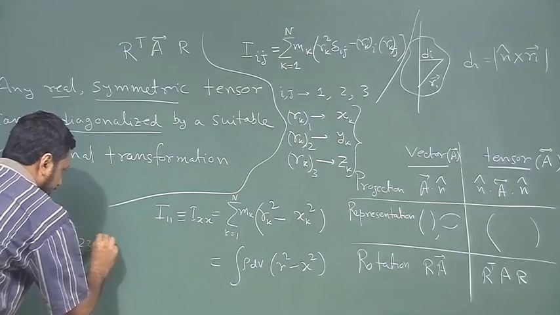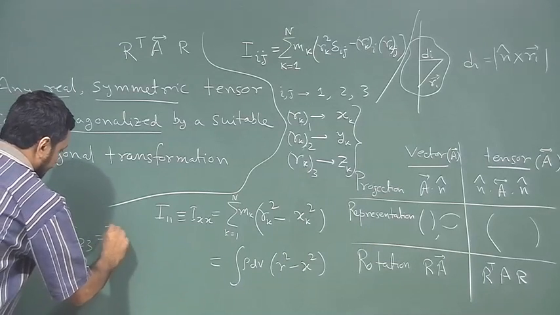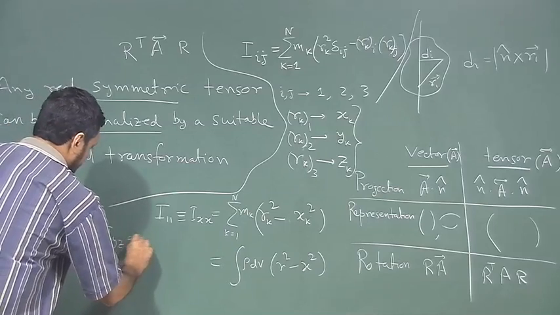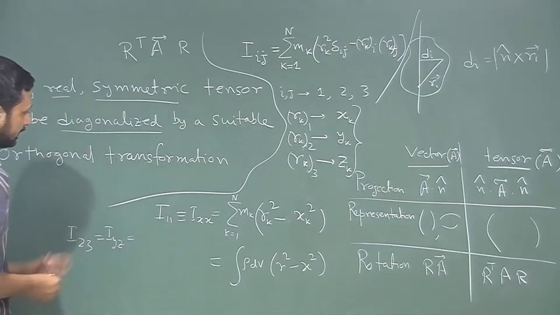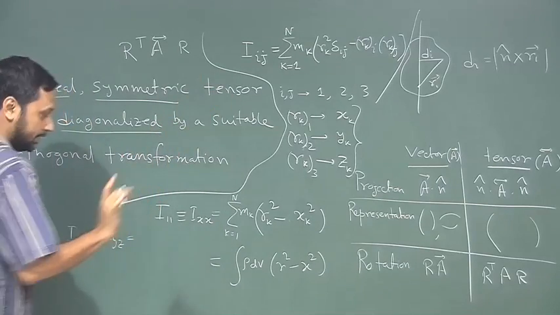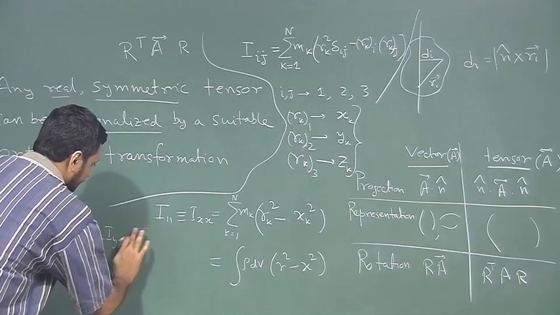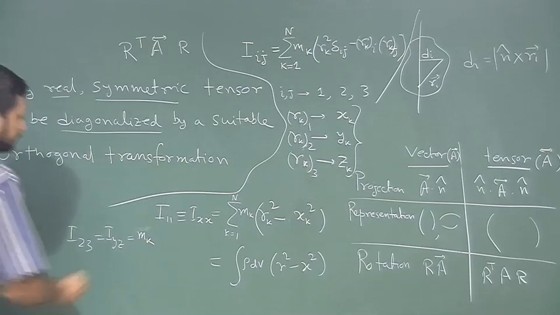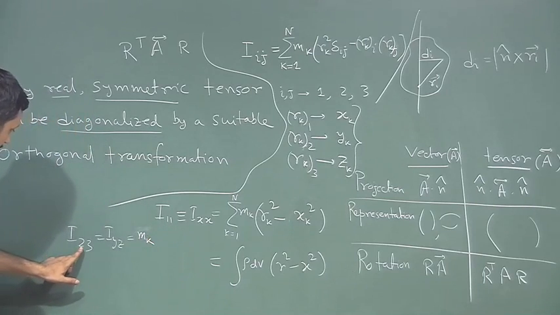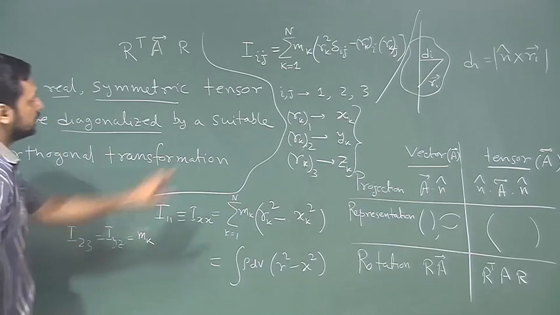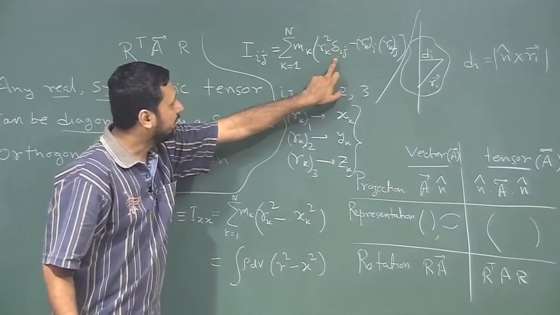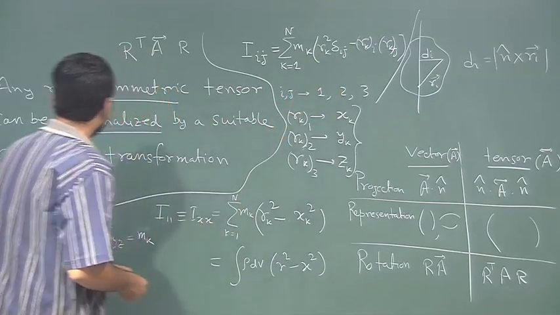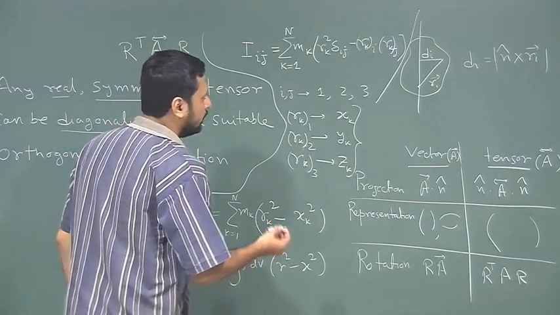Similarly, if I write it for I 2 3, which is nothing but I y z, now see what happens. I am not writing the summation explicitly because the summation convention is in action. So, it will be m k. Now, i is not equal to j. So, then what happens? This delta i j, which is the Kronecker delta, I hope you are familiar with Kronecker delta. If not, I will just briefly tell you.